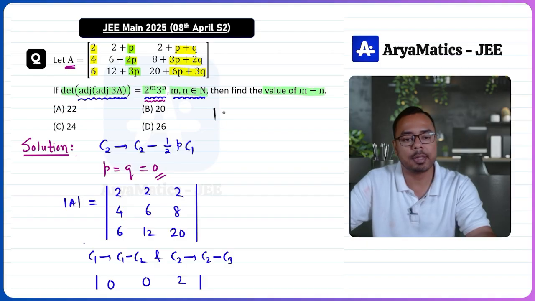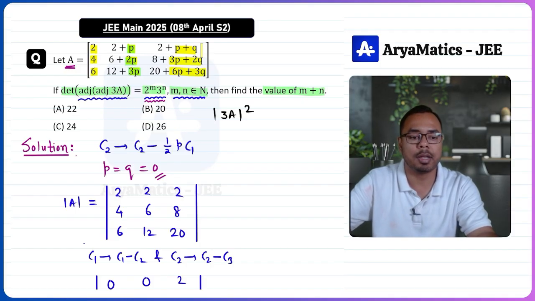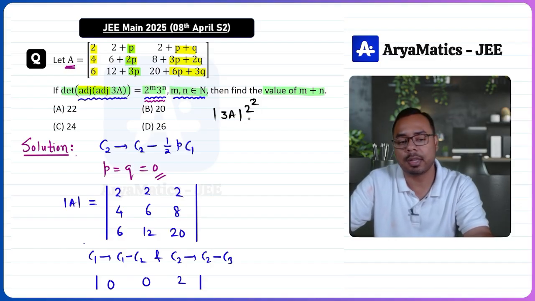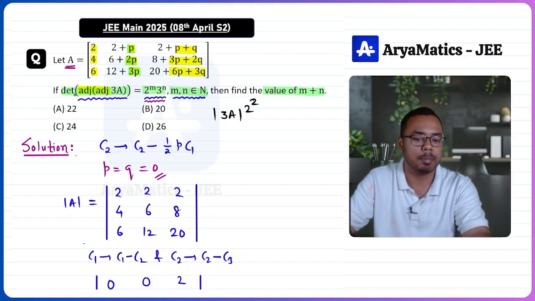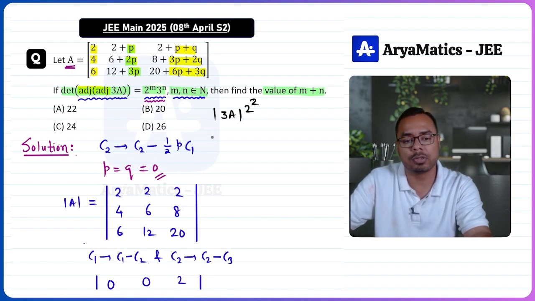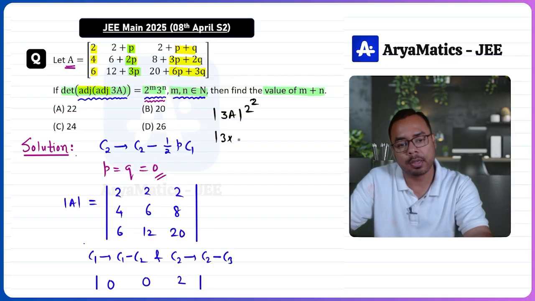Now we know that this will be nothing but the determinant of 3A raised to n minus 1, where n is 3, so n minus 1 will be 2. And we have adjoint twice here, right? Adjoint of adjoint of 3A. So that means another 2 in the exponent. The determinant of 3A raised to n minus 1 raised to k, where n is the order of the matrix and k is the number of times we have adjoint. So because we have adjoint 2 times, this is raised to 2. So this becomes 3 into, and if we want to take this 3 outside, remember we have to take 3 cube outside. So 3 cube into the determinant of A, and this raised to 4.